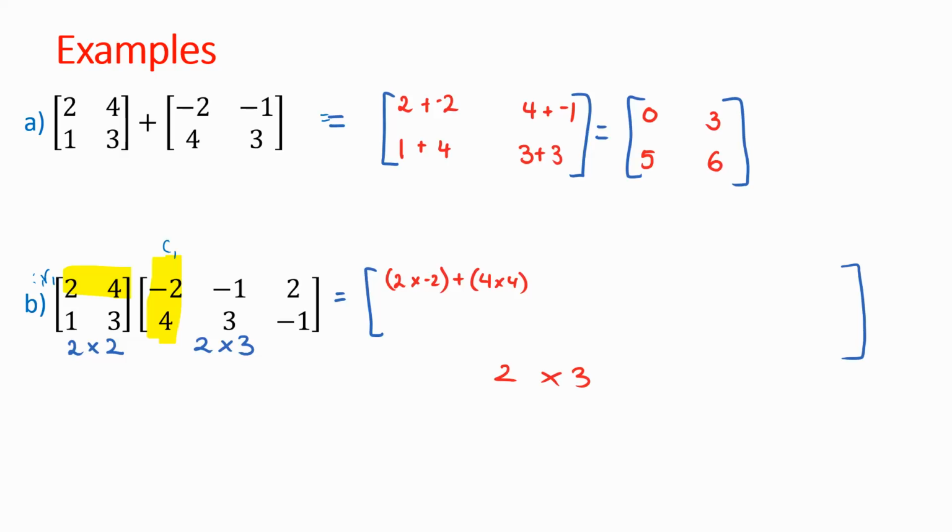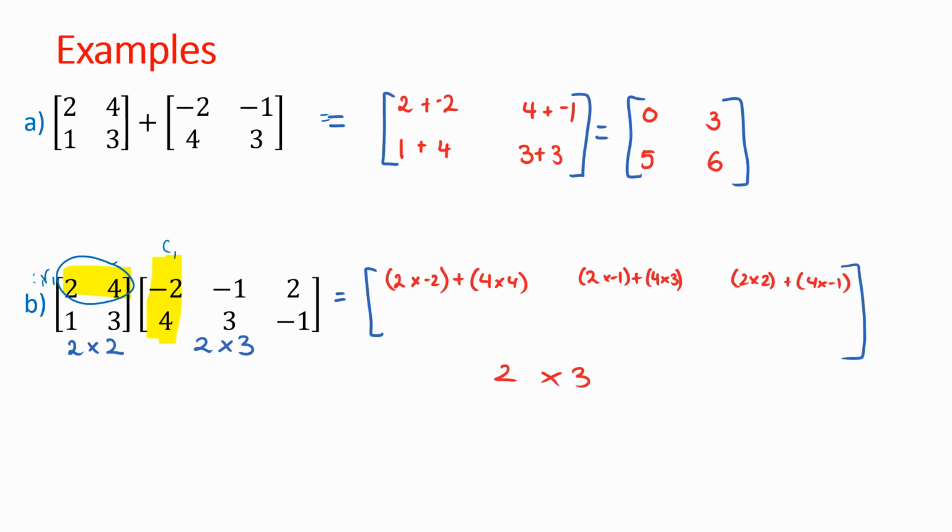So I'm taking 2 times the negative 2, which is here. 2 times negative 2. And then 4 times the 4. And that gives me row 1, column 1 answer. Whatever that answer is, row 1, column 1. Yeah? So that's what I'm doing there. So we just simplify that. And we did the same for the next few.